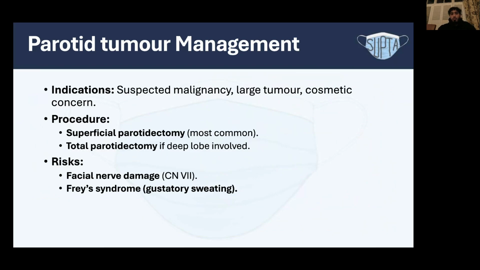Indications for removal are if we suspect it's going to become malignant, if there's a large tumor, and if there's a cosmetic concern as well. We can either take out the more superficial portion of it, which is the most common option, or we can do the total parotidectomy. But again, this is where we have the higher risk of affecting the facial nerve. And then again, the similar risk as well. So facial nerve damage leading to paralysis, etc. of the face, and then Frey syndrome, which is that gustatory sweating.